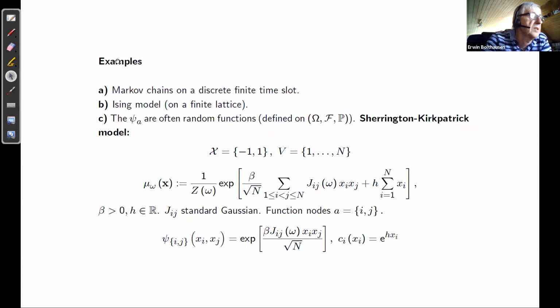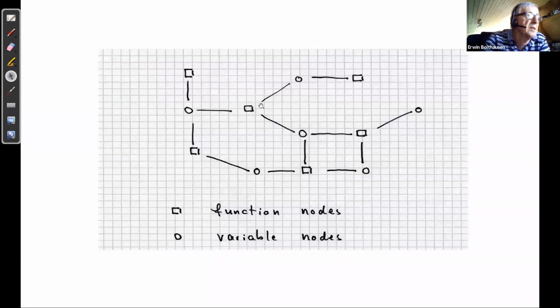Now, of course, standard examples for that are Markov chains. Everything for the moment is finite, so you just take Markov chains on a discrete finite time set. That of course falls into this category, but in that case the function nodes all have degree 1 or 2.